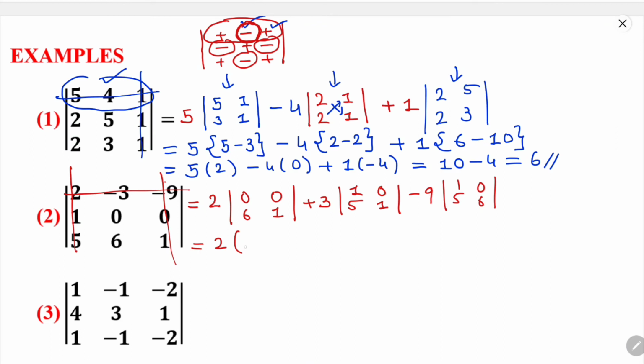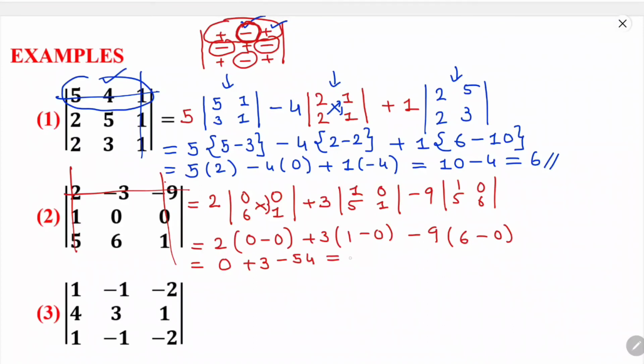So 2 into 0 minus 0 minus 0 plus 3, 1 minus 5 into 0 0 minus 9, 6 ones are 6 minus 0. So 2 into 0 is 0, 3 into 1 is 3, minus 9 into 6 minus 54. So this is nothing but minus 51.